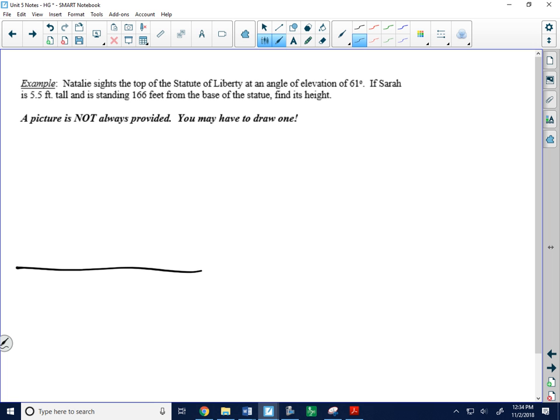By the way, I changed the name here. They're both supposed to be Natalie. So Natalie's looking up at the top of the Statue of Liberty. So here's Natalie down here, looking up at the top of the Statue of Liberty at an angle of elevation of 61 degrees.